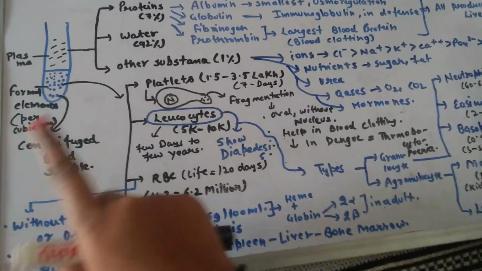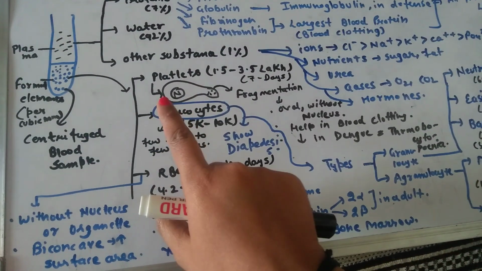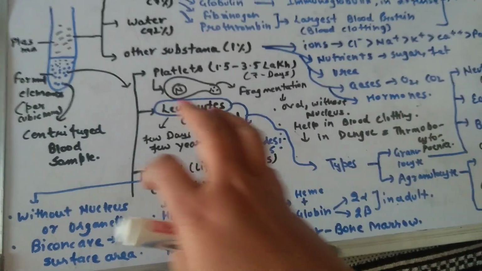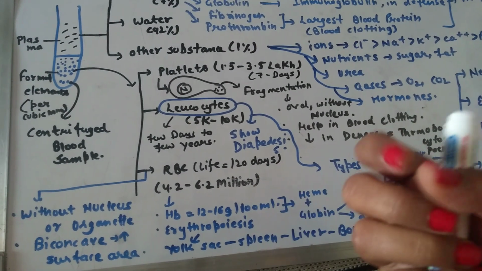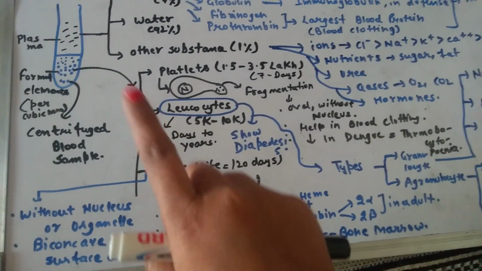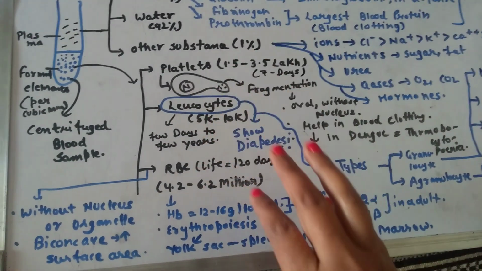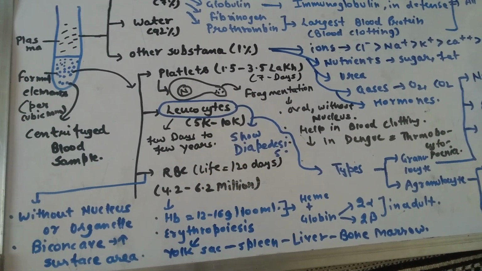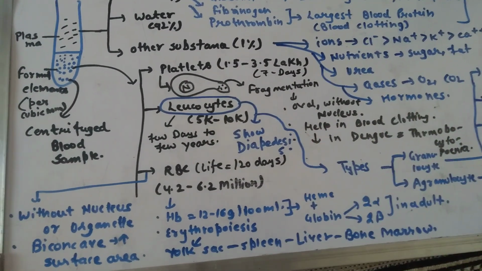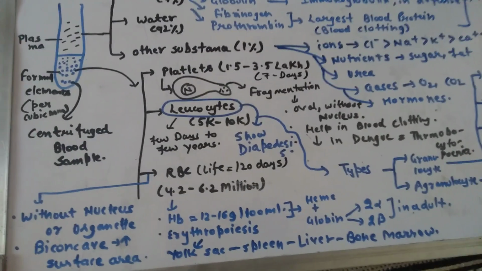Talking about the formed elements, the formed elements consist of platelets. Platelets are not actual cells, they are basically fragments of megakaryocytes, which are large cells and have a nucleus, but platelets do not have a nucleus. The amounts of platelets, leukocytes, and RBCs are given here. The lifespans of platelets, WBCs, and RBCs are also given here.